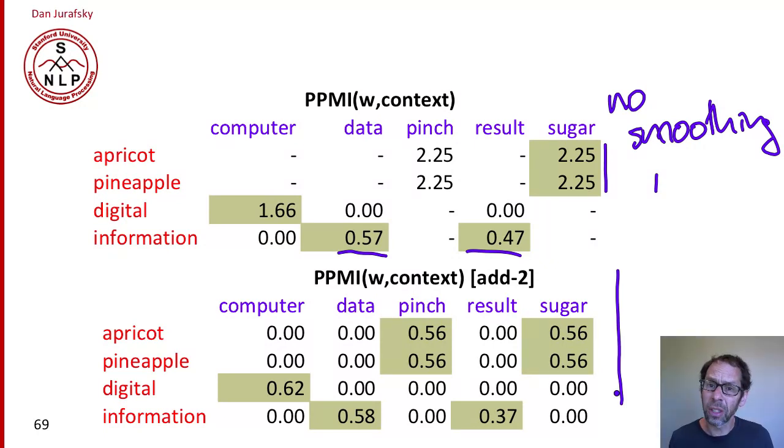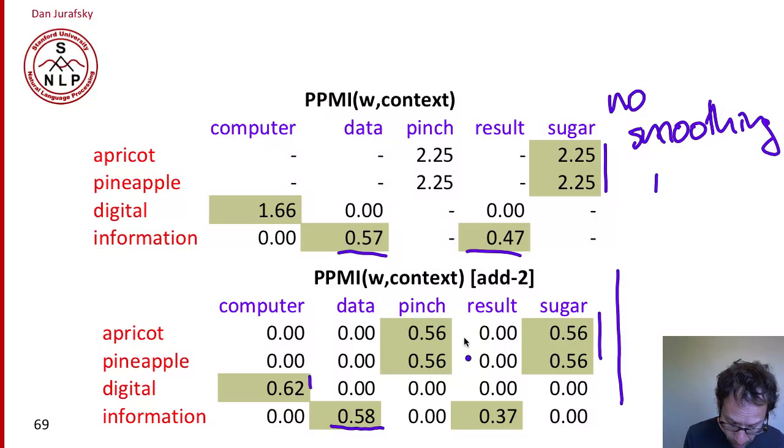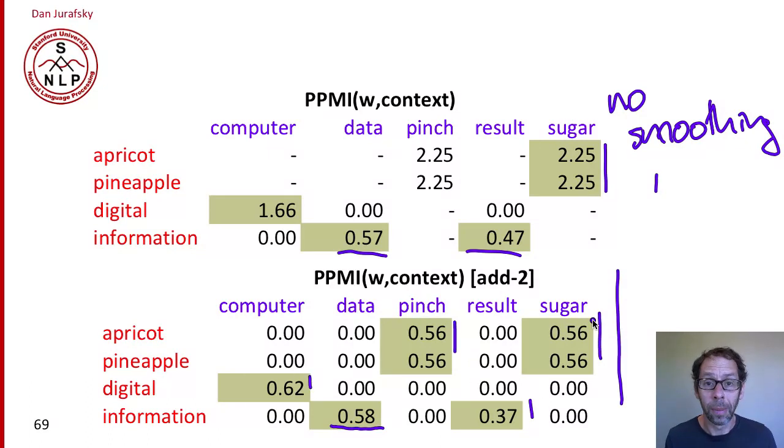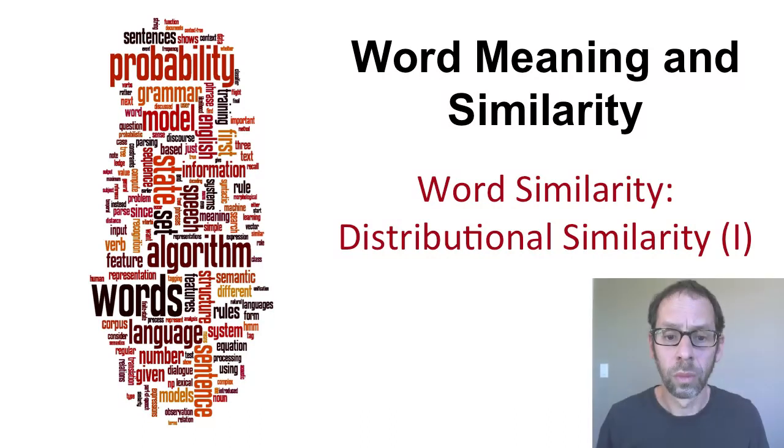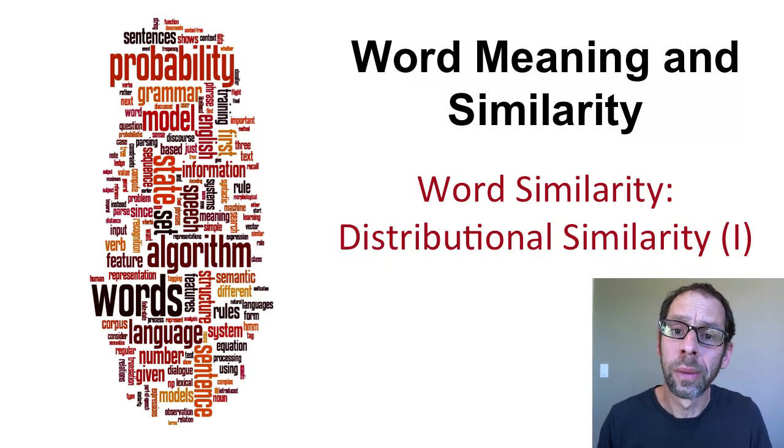Adding 2 affects the lower counts more than the higher counts. We can see that the larger counts haven't changed very much, but we've discounted those excessively high PMI values, and now we have much more reasonable numbers for our PMI. So that's the first half of our introduction to distributional similarity, and in the second half we'll turn to how to use cosine metrics to actually compute the similarity.